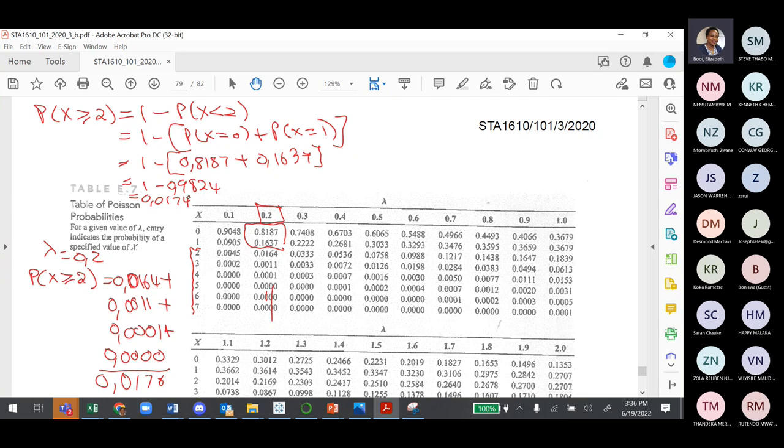Yes, you got it right. I wrote 4 instead of 6. 1 minus 0.9824 is 0.0176. Why am I getting 0.0179? Check if you wrote the values right. You should have 0.8187 plus 0.1637, which should give you 0.9824, unless you are using a table with 5 decimals. It will also depend on the table in front of you. If you're using the same table as ours with 4 decimals, then you should get the same answer. Well, maybe it's my calculator that is rounding off.